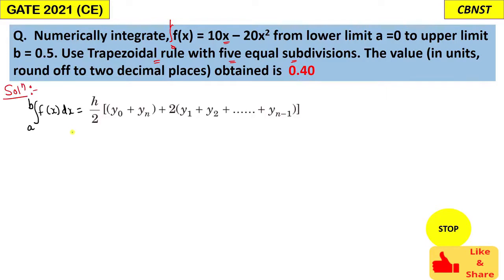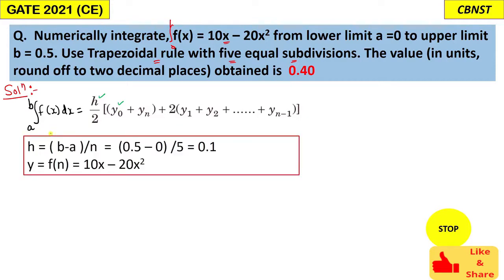We know the formula for the trapezoidal rule. We are integrating a function f(x) from limit a to b, so we will get h by 2 times y0 plus yn plus 2 into the rest of the values of y. And what are these y? These are the function values at the various x points. Eventually we have to find the value of h and the various values of y, so that we can put all those values in this formula and get the required answer.